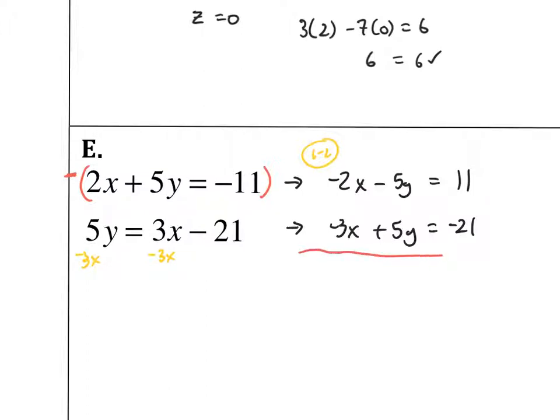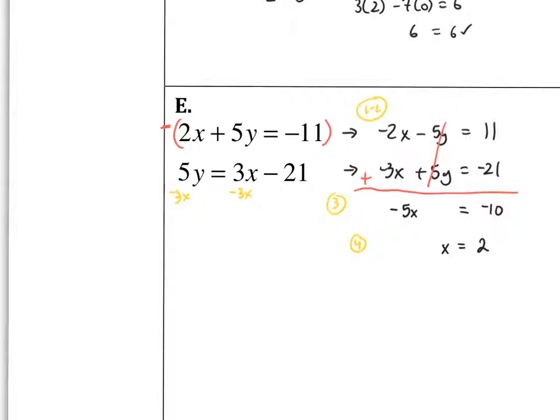Step 3, I'm going to do my linear combination and add them together. And clearly we see the 5y's drop out. So I'm left with negative 5x equals negative 10. So solving that, step 4 gives me x is positive 2.